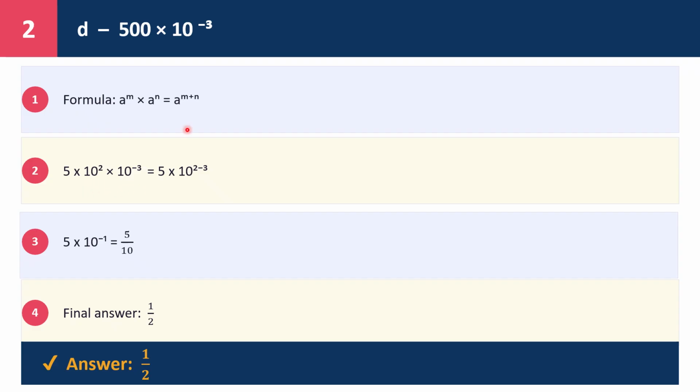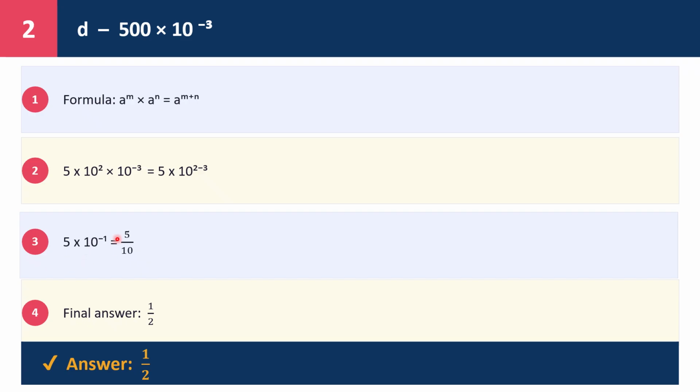Now, if the bases are same, what do we have to do? We have to add the powers, right? So our base is 10. Just add the powers, 2 plus of minus 3. Directly I wrote 2 minus 3. 2 minus 3 is minus 1. How? It's an integer. Subtract 3 minus 2, that is 1. 3 is the bigger number which has a minus sign. So the answer is minus 1. 5 into 10 power minus 1.